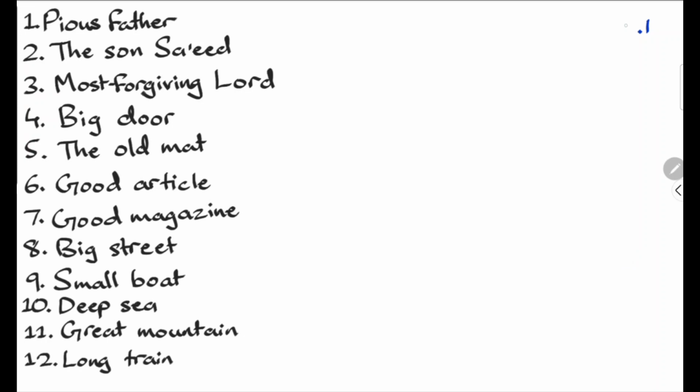Father in Arabic is abun. Pious in Arabic is salihun. Abun salihun. Pious father. Number 2. The son Sa'id. The person being described here is Sa'id, so Sa'id is going to come first. Sa'idun. The son is al-ibnu. The way you're going to pronounce it is like this: Sa'idunil ibnu.